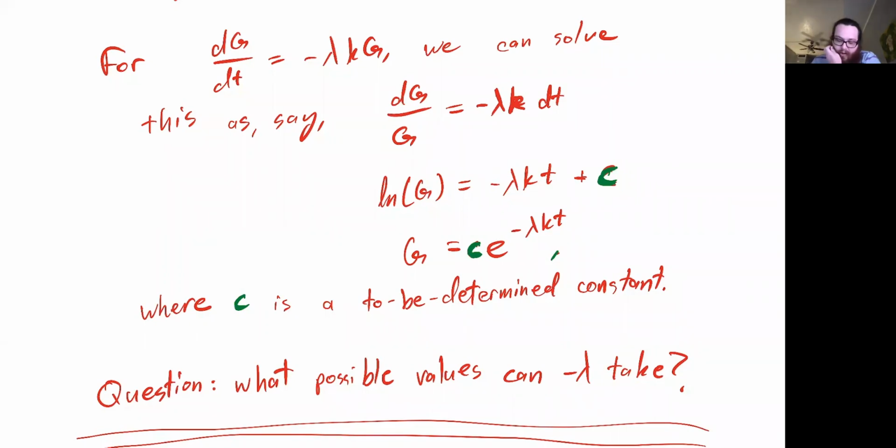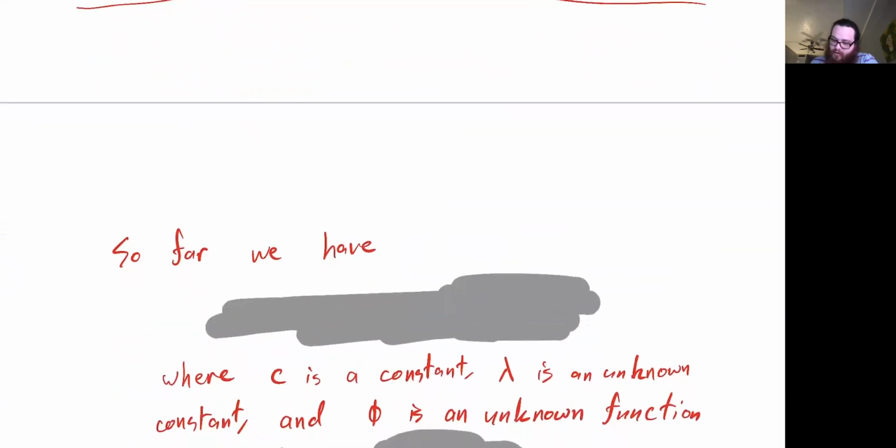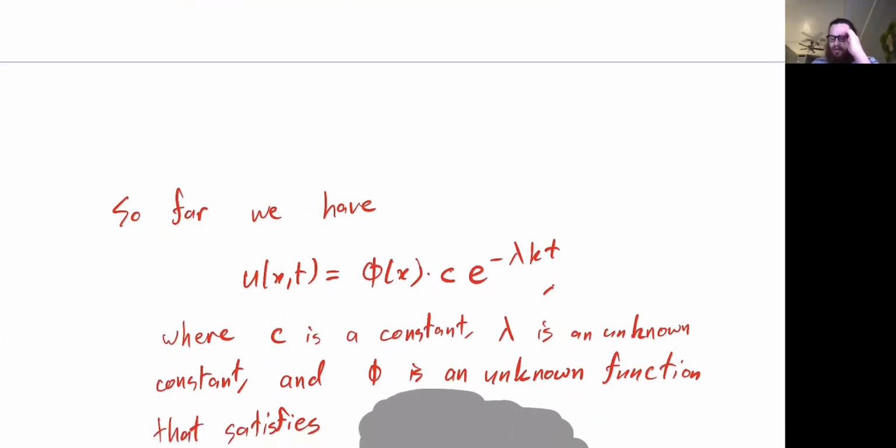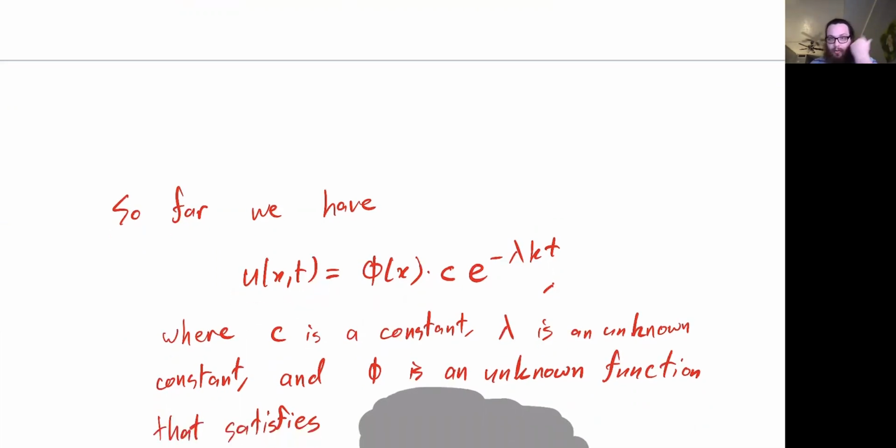So, right, what we ended with was the following. If we're looking for a product solution, or a separated solution, u is going to be some function of space times some function of time. So we know what the time piece looks like. Now we need to figure out what the spatial piece looks like. We have an ODE for the spatial piece. We just need to take a look, start computing, and see what happens.